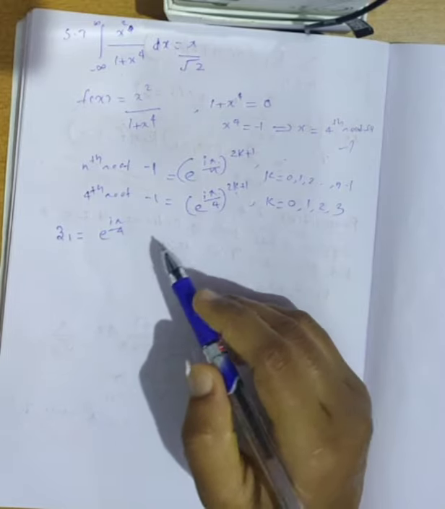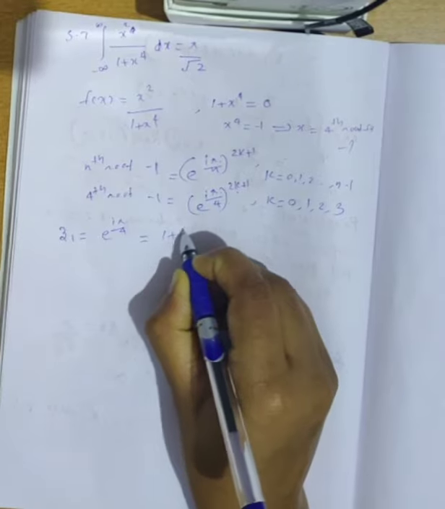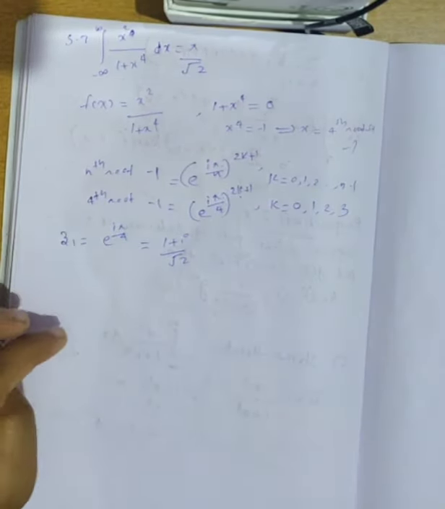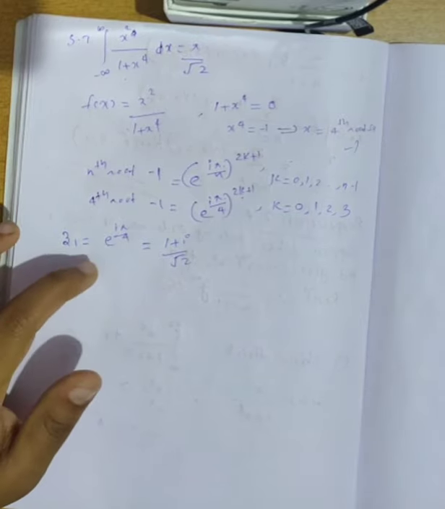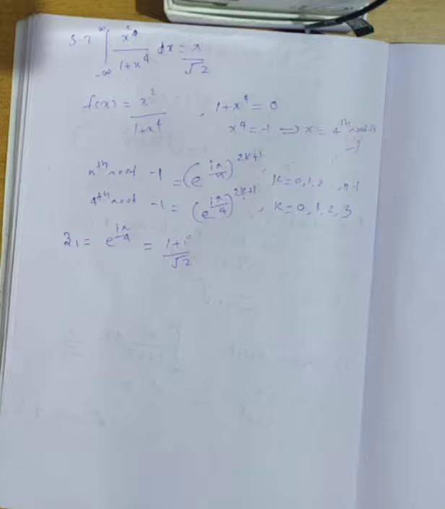What is its value? e raised to I pi by 4, we know that this is equal to 1 plus I by root 2. e raised to I pi by 4 equals cos pi by 4 plus I sin pi by 4. Then it is equal to 1 plus I by root 2.